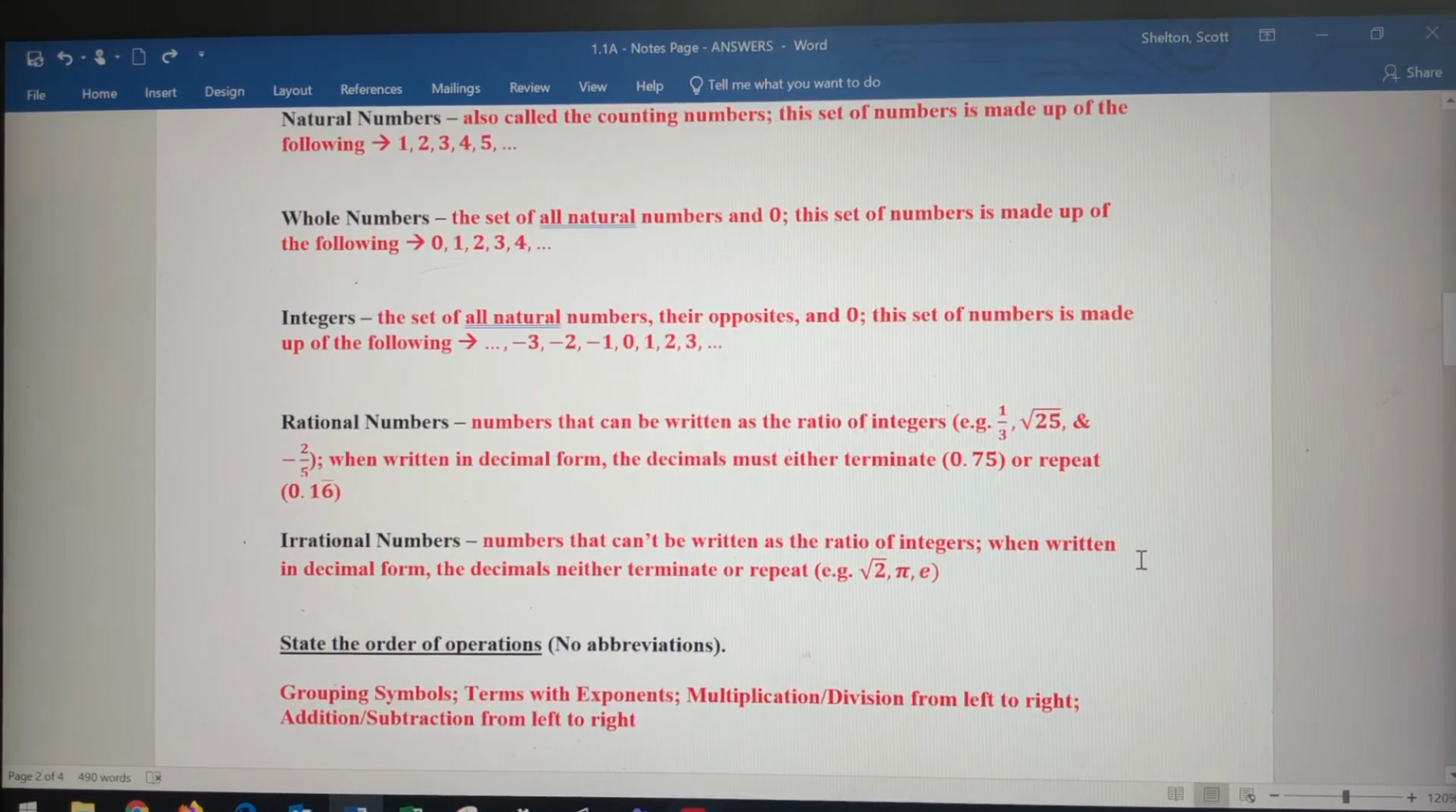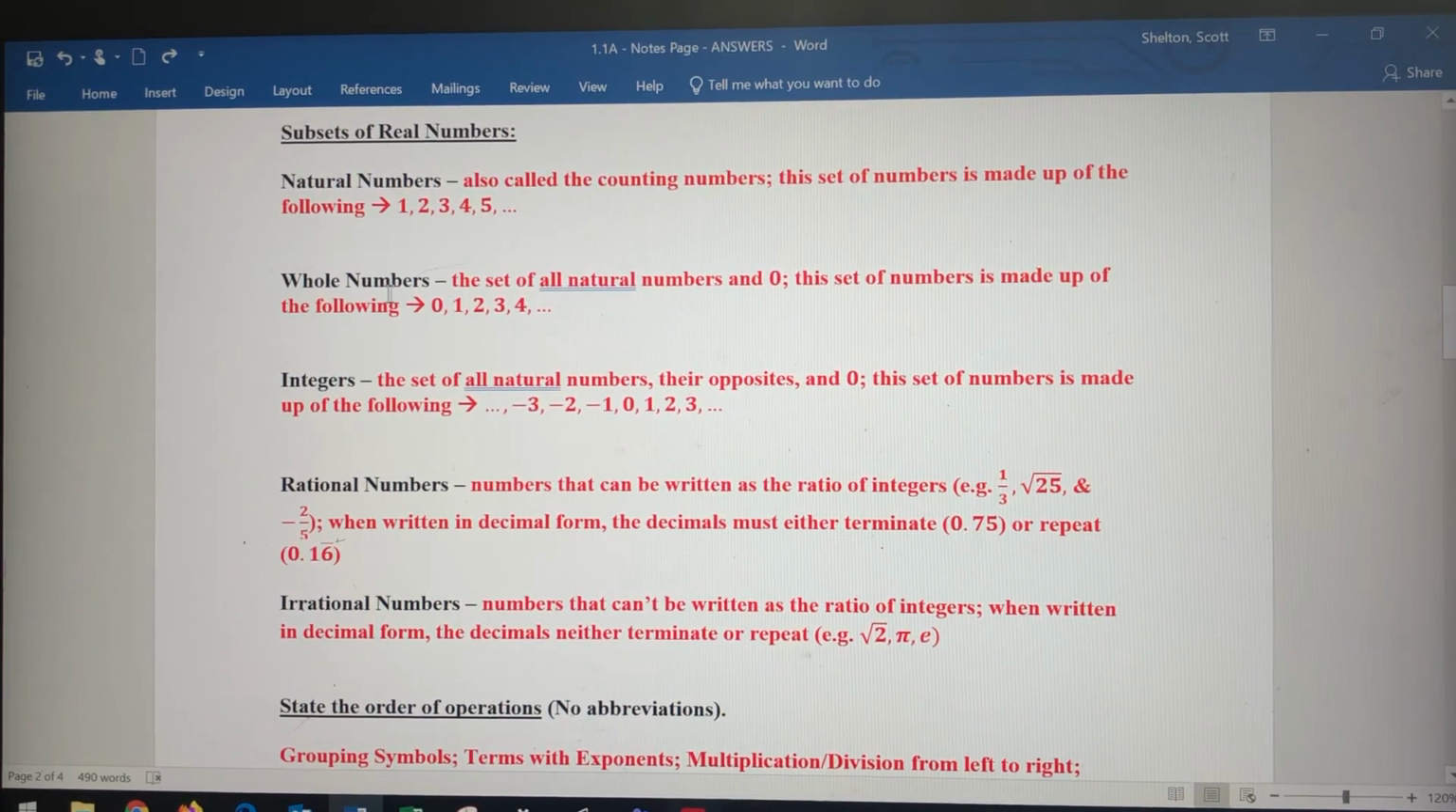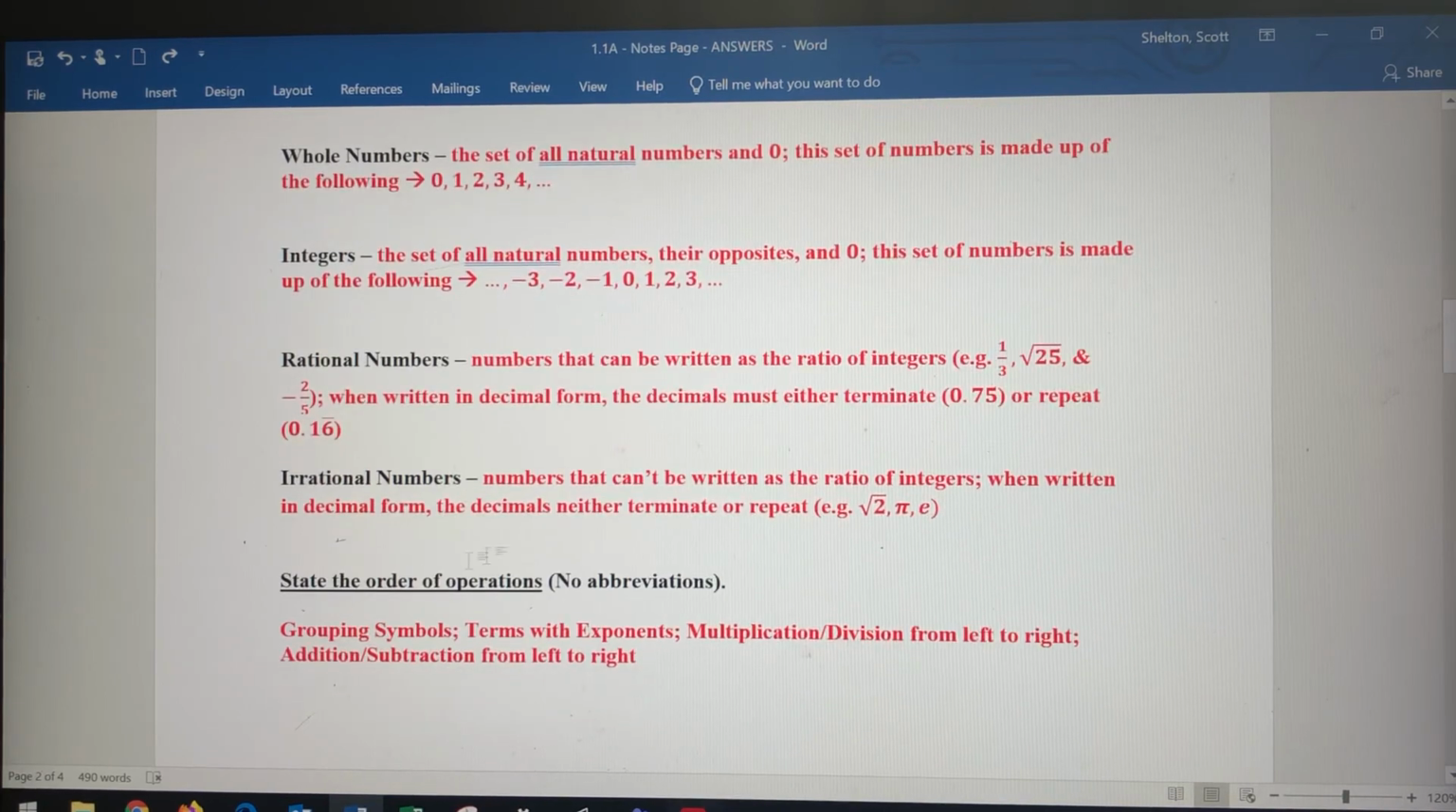So that's the subset of all the real numbers, natural numbers, whole numbers, integers, rational numbers, and irrational numbers. And then a quick overview of the order of operations.